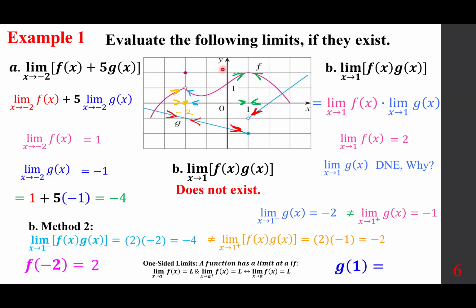What about g of 1? Again, we are looking at the blue function. Here's number 1 along the x-axis, and we are looking for a solid point for the graph of the blue function. Here's the solid point, which has a y coordinate -2. So we want to distinguish between the limit and a functional value.